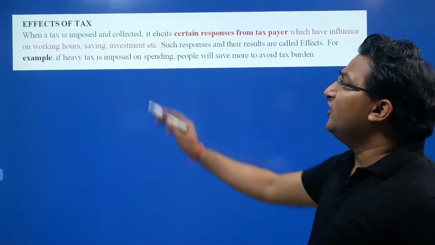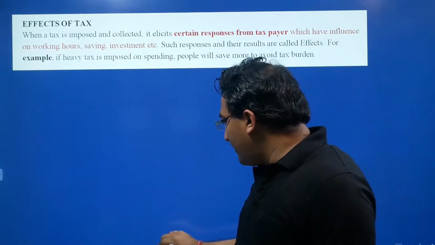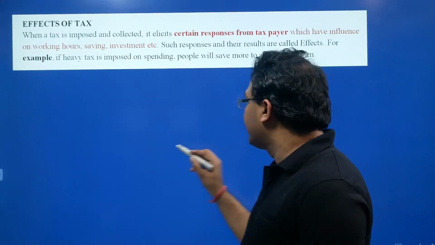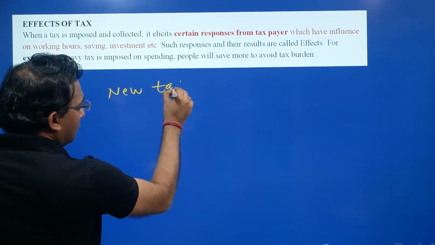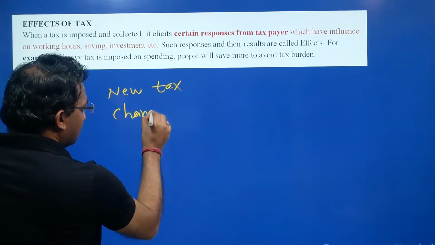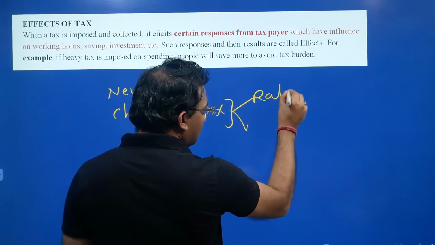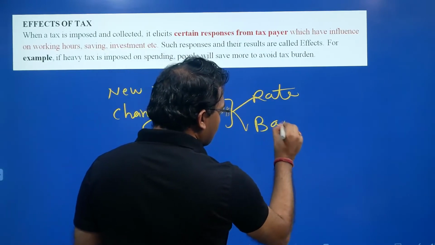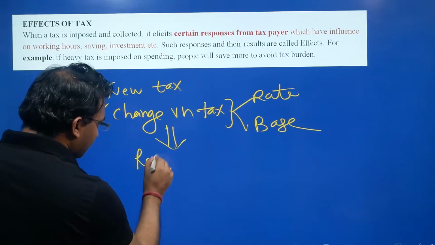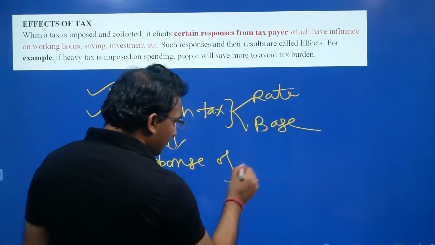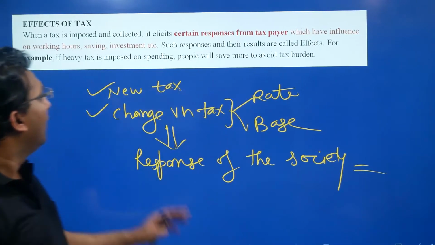Now coming to the concept of effects of tax. So effects of tax means if the government introduces some kind of tax, so either some new tax is levied or there is some change in the tax rate or tax base. In these two cases, how is the response of the society in general? This is called tax effect.